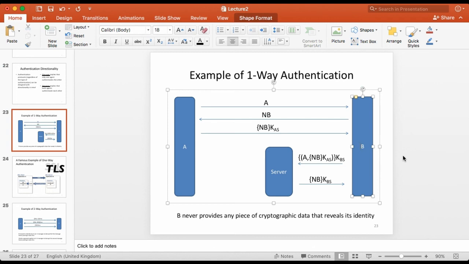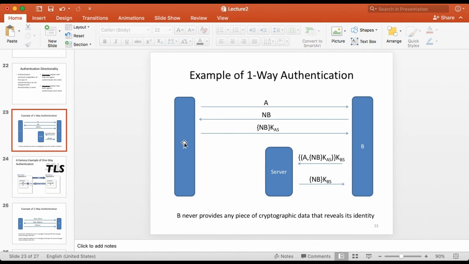There's no way for Alice to conclude that it was talking with B, simply because B never actually sends any messages to Alice which reveal anything about its identity. Okay, the only thing that it sends to Alice is this nonce here, which is just simply a number. And that could have been sent by anyone else.